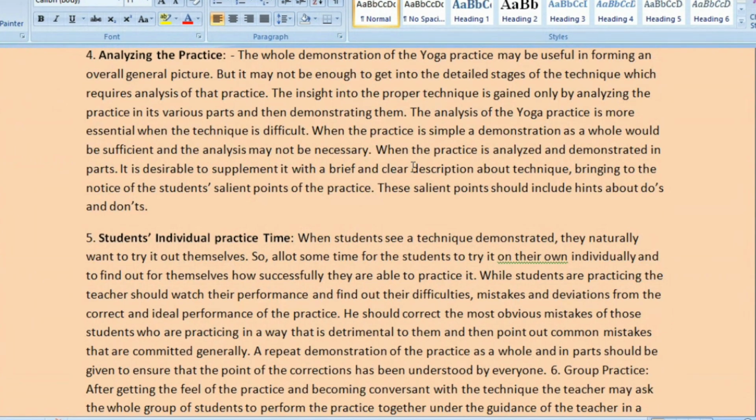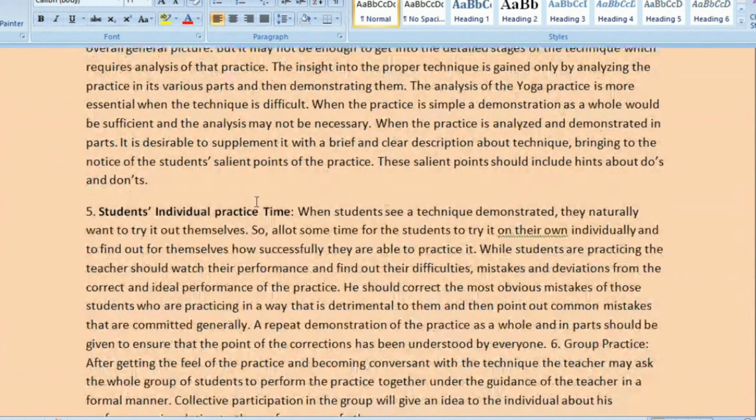When the practice is analyzed and demonstrated in parts, it is desirable to supplement it with a brief and clear description about techniques, bringing to the notice of the students salient points of the practice. These salient points should include hints about do's and don'ts.